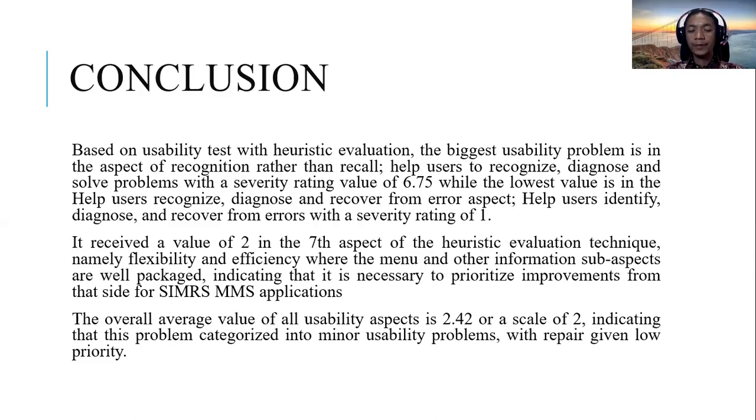It received a value of 2 in the 7th aspect of the heuristic evaluation technique, namely flexibility and efficiency, where the menu and other information of sub-aspects are well packaged, indicating that it's necessary to prioritize improvement from that side for SIM-RS MMS application. The overall average value of all usability aspects is 2.42 or a scale of 2, indicating that the problem is categorized into minor usability problem with repair given low priority.